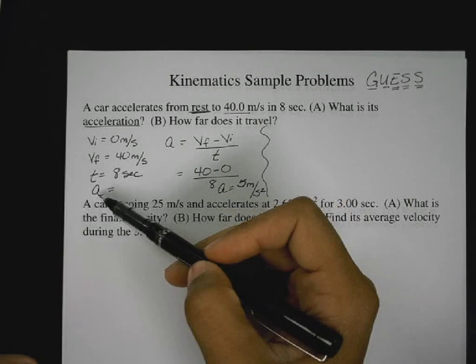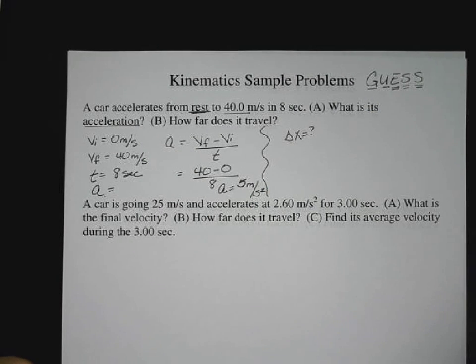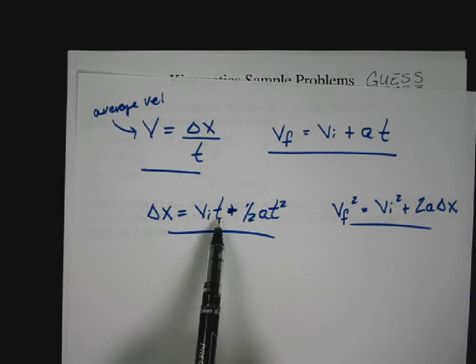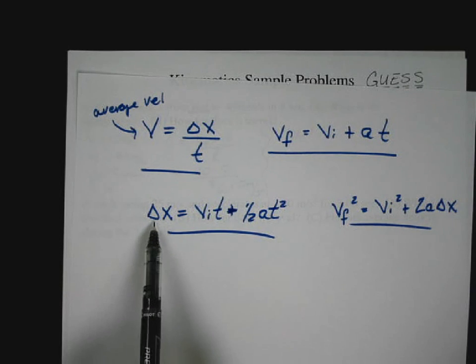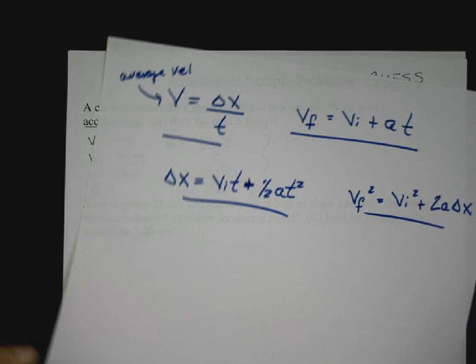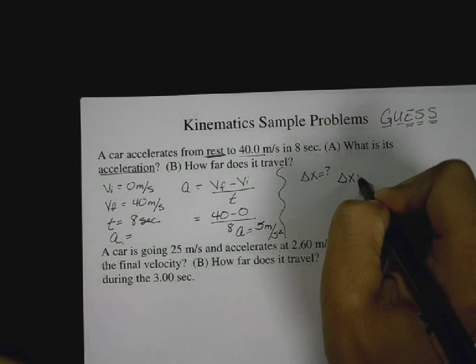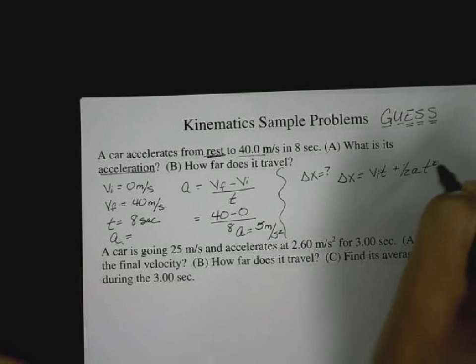B says, how far does it travel? So I have all of these variables, plus I'm looking for one more. I'm looking for delta x. How far does it travel? Well, of all of my equations, I have an initial velocity, I have a time, I have an acceleration now, and I'm looking for how far it travels. So this is the one I want to use. And luckily, it's already in the form to solve for the displacement. So I don't have to rearrange it. I just have to write it down. So delta x is equal to VIT plus 1/2 AT squared.